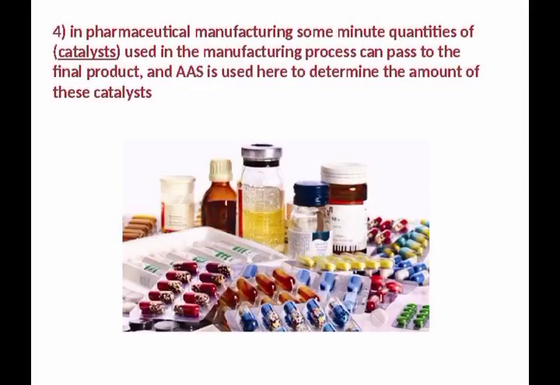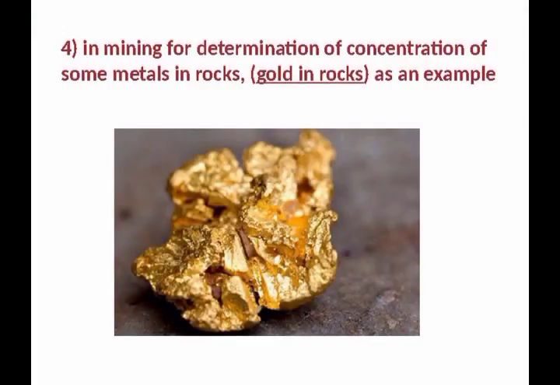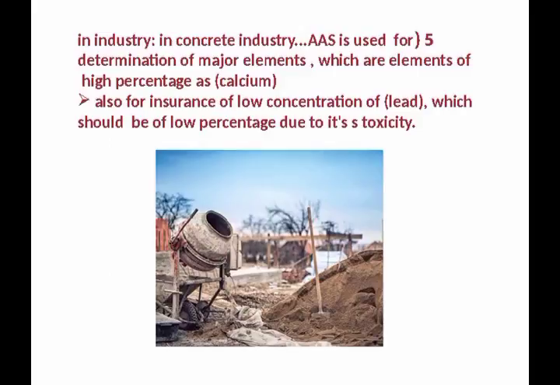In pharmaceutical manufacturing, some minute quantities of catalysts used in the manufacturing process can pass to the final product, and AAS is used here to determine the amount of these catalysts. In mining, for determination of concentration of some metals in rocks, gold in rocks as an example. In industry, in the concrete industry, atomic absorption spectroscopy is used for determination of major elements, which are elements of high percentage, such as calcium. Also for insurance of low concentration of lead, which should be of a low percentage due to its toxicity.